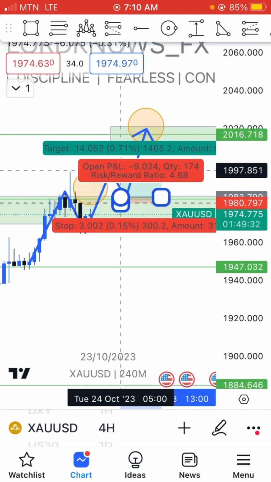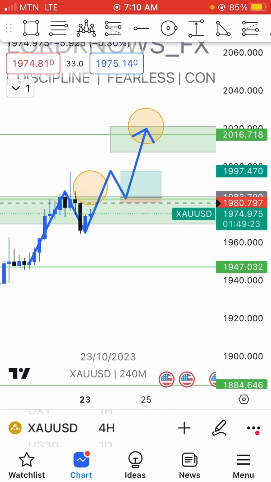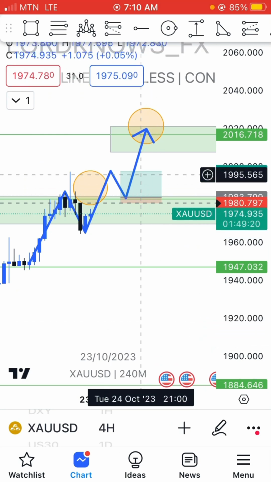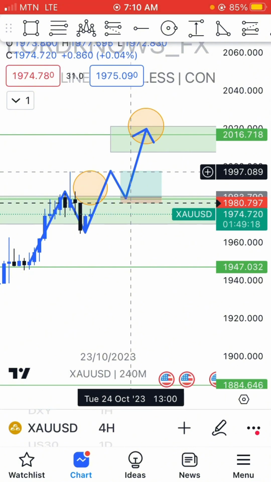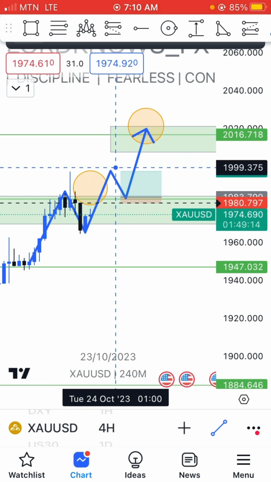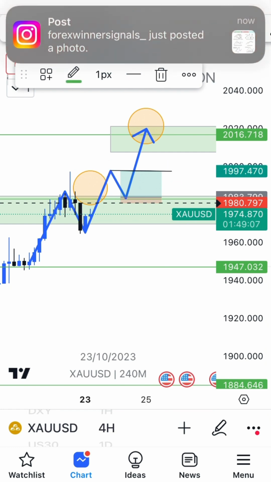Let's say here. Here will be okay, so a ratio of 1:4. Okay, so this can be your TP1. This zone can be your TP1. Okay, so this is what I'm talking about. So this is my analysis on gold.